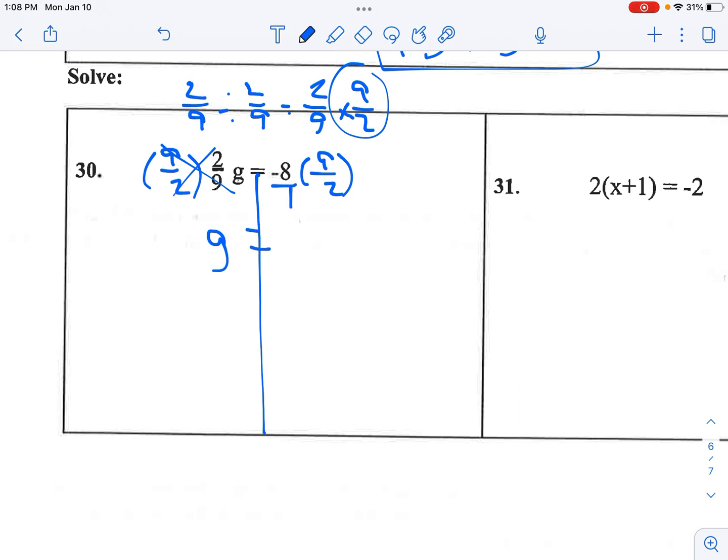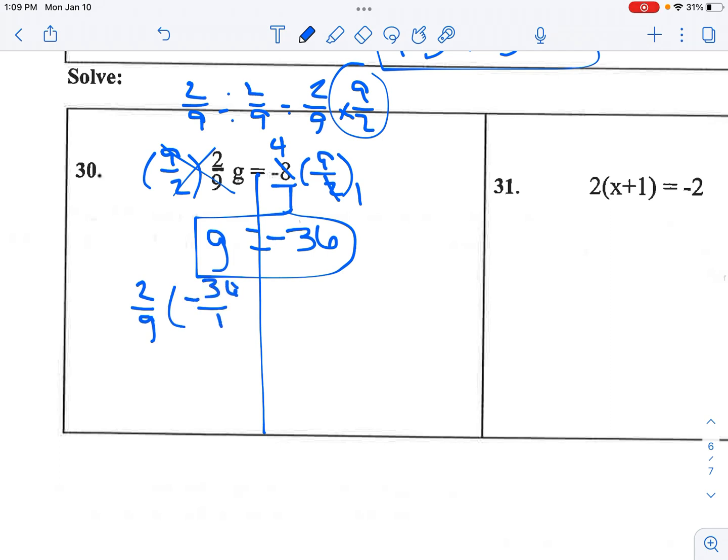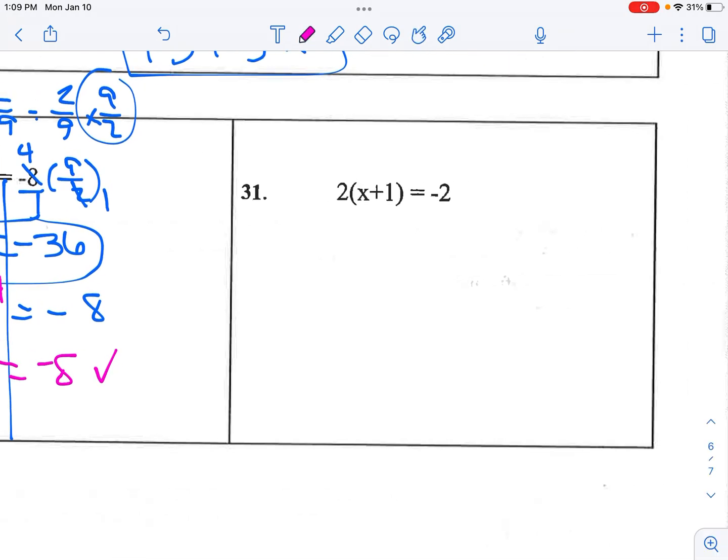And then over here, I'm going to have cross cancel, cross cancel. So 4 times 9 is 36. And I'm multiplying a negative times a positive. So I'm going to check that is 2/9 times negative 36 equal to -8. So if I come over here and cross cancel, I've got divide by 9, divide by 9. 2 times 4 is 8. And I've got a negative times a positive. -8 equals -8. Check.